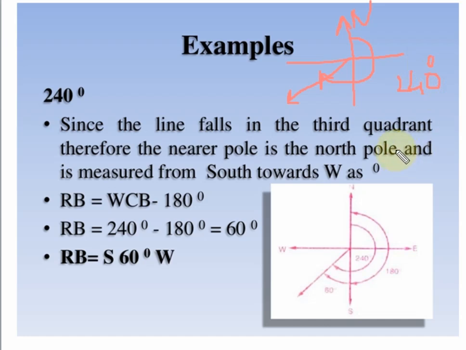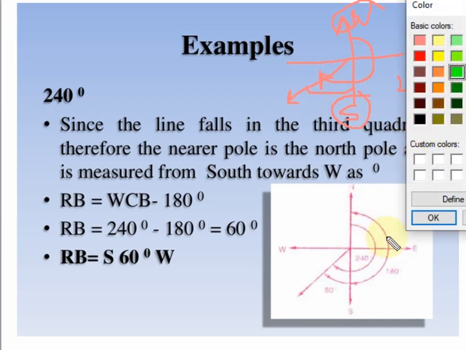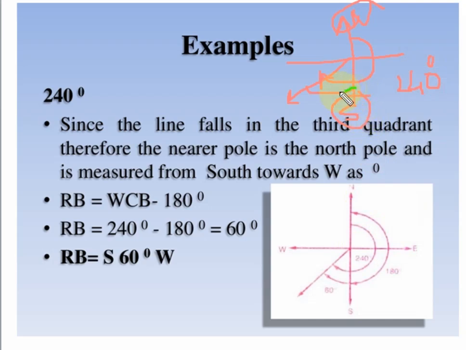So what is the reduced bearing? As we know, a reduced bearing is nothing but the bearing which is measured from the north or south, which is nearer to your survey line. So this bearing is nearer to the south. So this is your reduced bearing. Okay, so reduced bearing is this. So what is the value? How can we find out this value? This bearing comes in south and west.